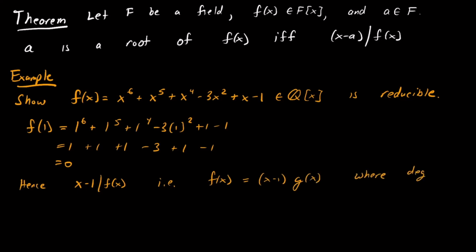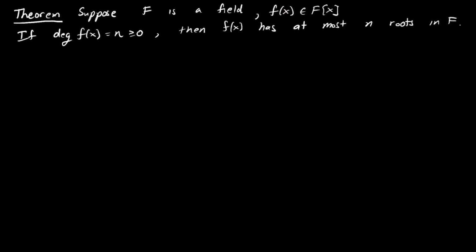In other words, f of x can be written as x minus 1 times g of x, where I know that the degree of g of x has to be, well, if f of x has degree 6 and we have a linear factor, then the degree of g of x has to be 5, right? And now, since I've written f of x as a product of smaller degree polynomials, I know that f of x is reducible. So one natural question to now ask is, if I have a polynomial of degree n, how many roots does that polynomial have? Or can I say anything about the number of roots that that polynomial might have?